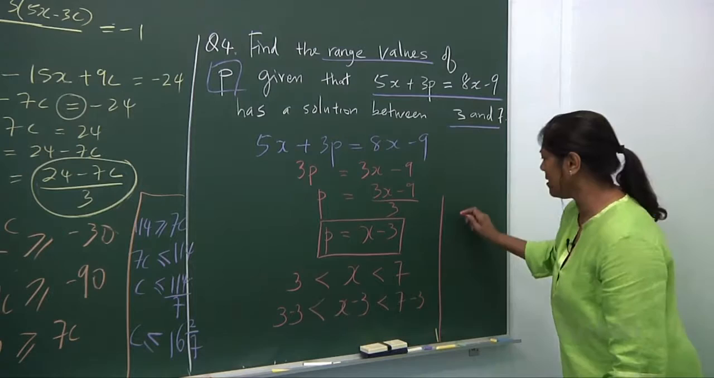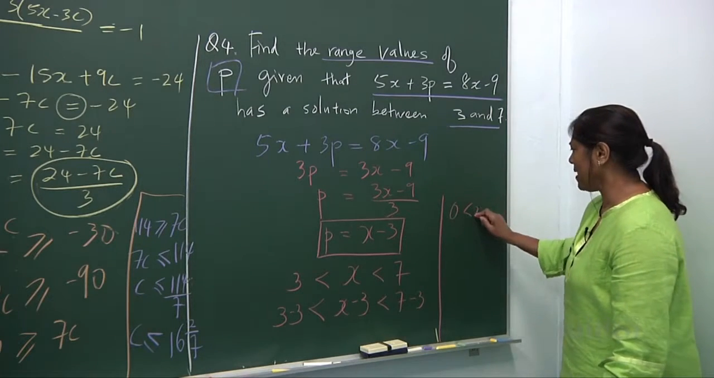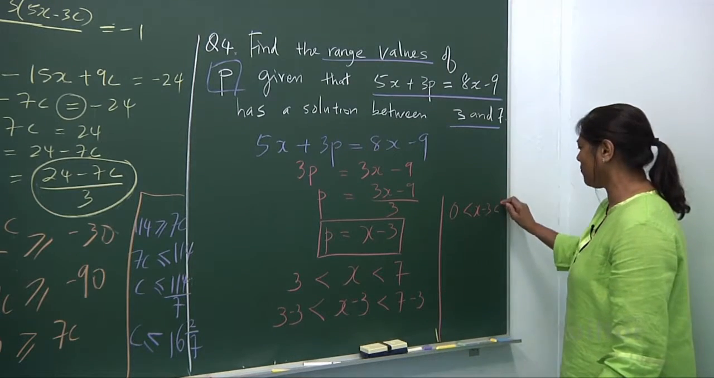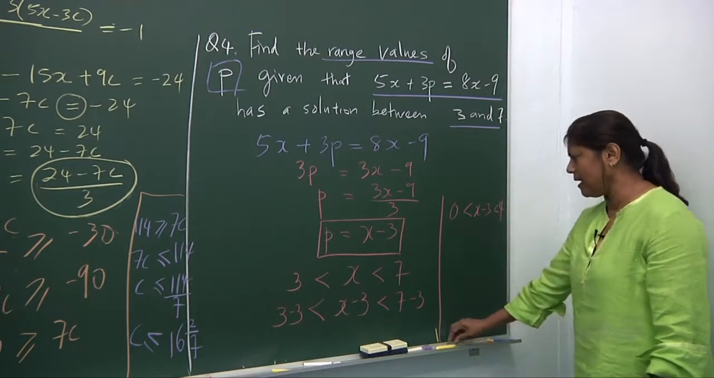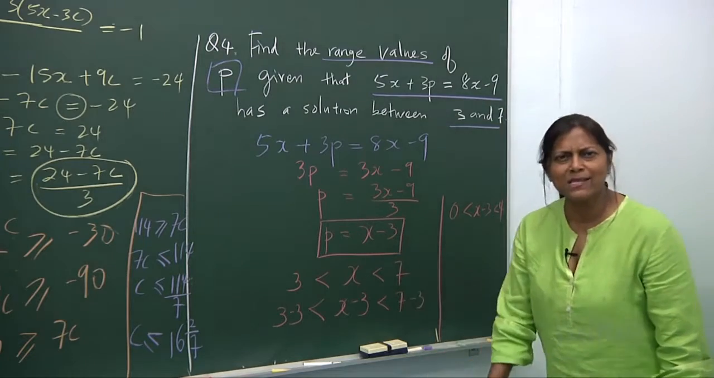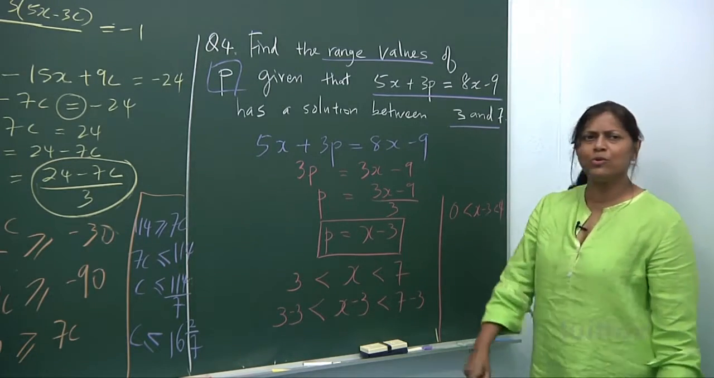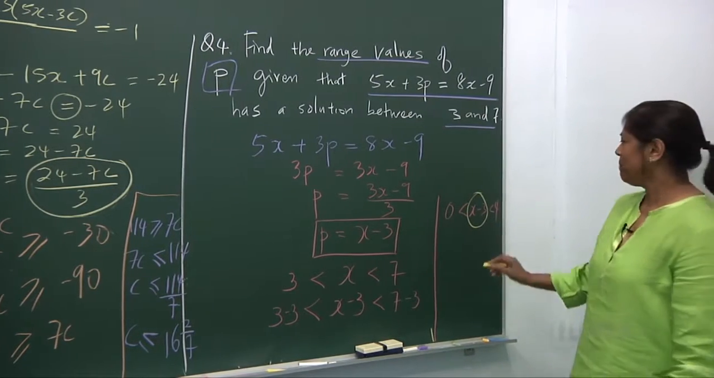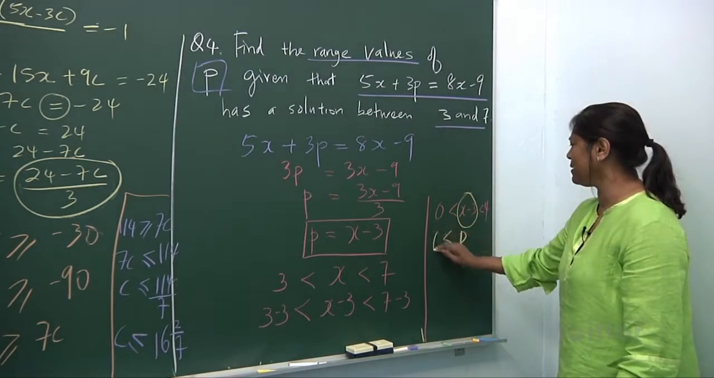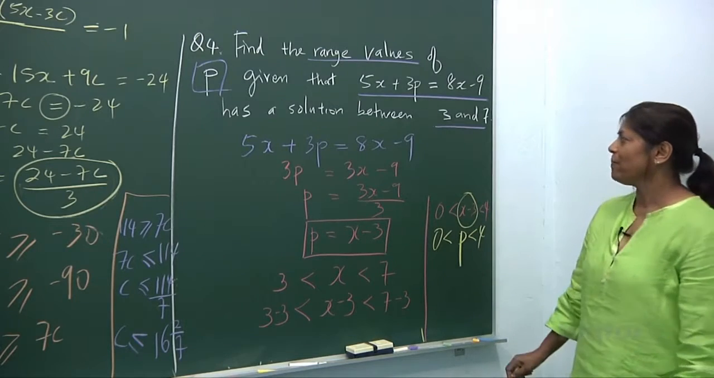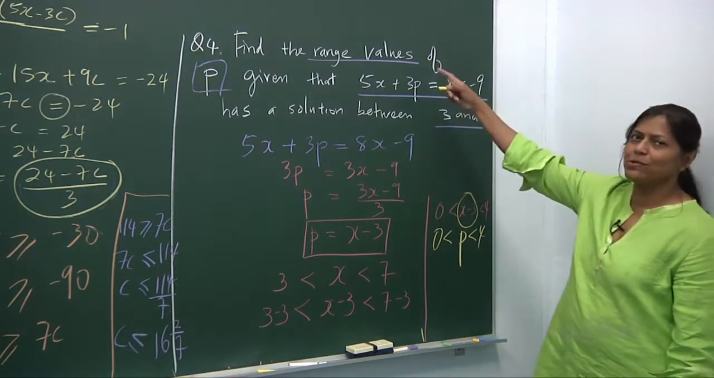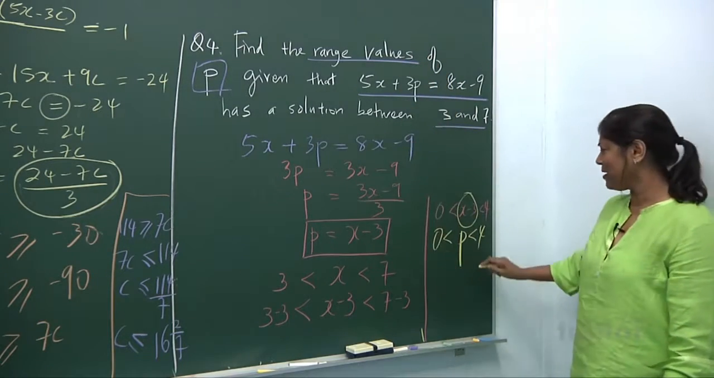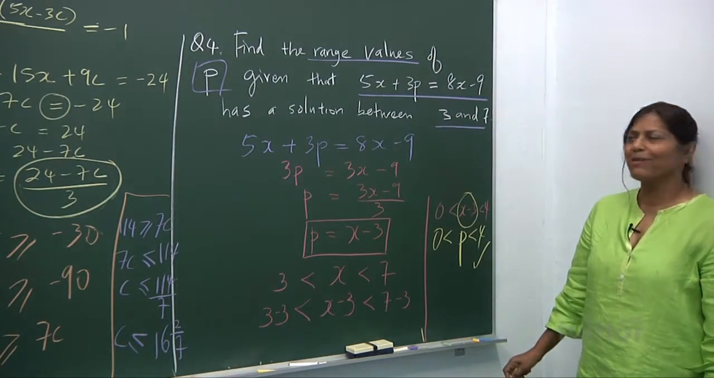3 minus 3 is 0. 7 minus 3 is 4. So you can see, x minus 3, I know you. You are P. Change the name. Therefore, your P is between 0 to 4. And if they want the range values, they never ask you the greatest possible value. They just ask you to find the range. And that's the range.